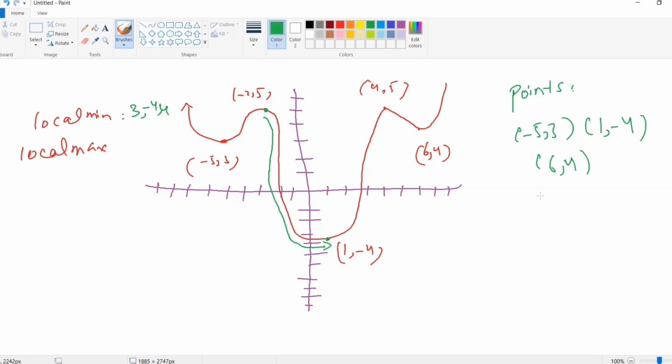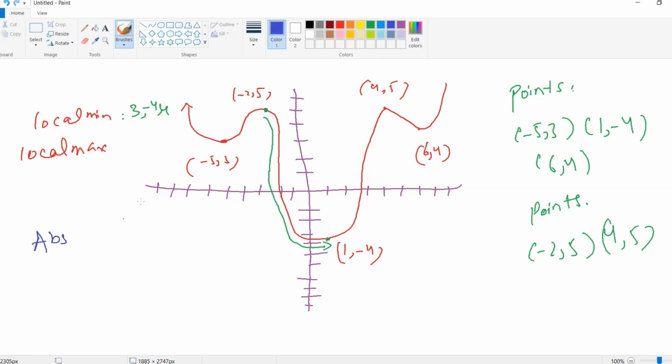Okay, what about the local maximum? So it would be from 1, -4 to 4, 5. No, -2, 5 and 4, 5. Got it? 4, 5 and -2, 5. These two are the local points for the maximum. Got it? Now I'll be asking about the absolute. Did you get it? Yeah, okay, got it.